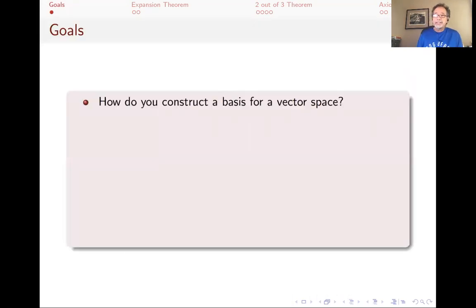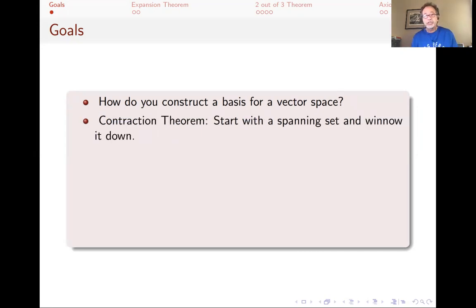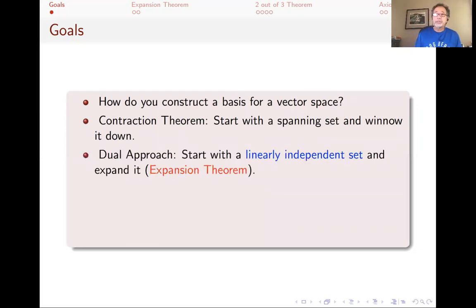We want to continue asking the question of how do we construct a basis for a vector space. What we have seen in the previous lecture was something called the contraction theorem. You start big, you start with a spanning set, and then throw out elements to bring it down to a basis. And the contraction theorem told us exactly how to do that. Now, the dual approach, the one that we will be talking about today, is start small. Start with a linearly independent set and expand it. Add elements to it until you get to a basis.